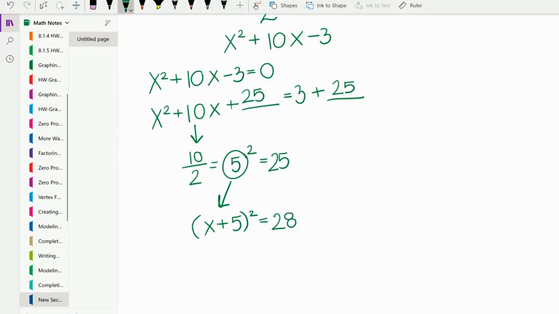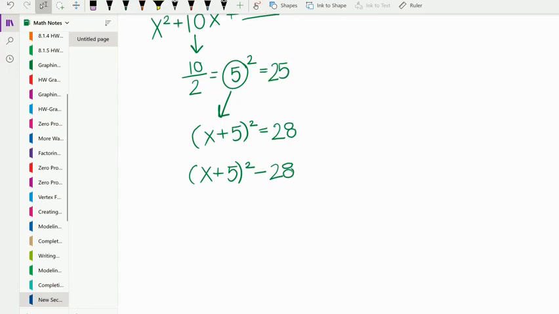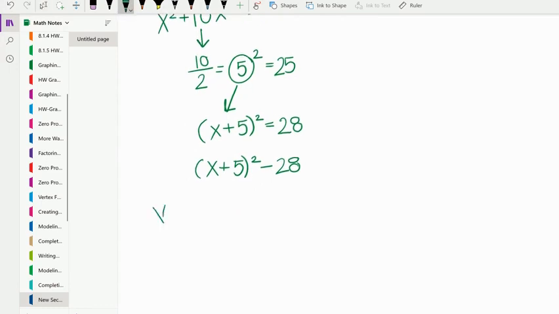Then you move it over. So we get x plus 5 squared minus 28. And the last step is to multiply by 2 since you divided by 2. So y equals 2 times x plus 5 squared. And then you also have to multiply that negative 28 by 2, so you get negative 56.